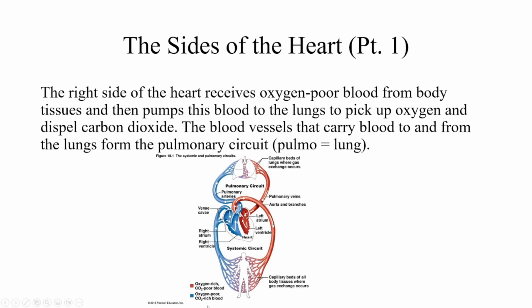As you can see from this legend, the oxygen-poor blood is blue. So this is the right ventricle. It goes from the body, again, when we breathe in, through the right ventricle into the right atrium, into the pulmonary arteries, and then to the lungs.